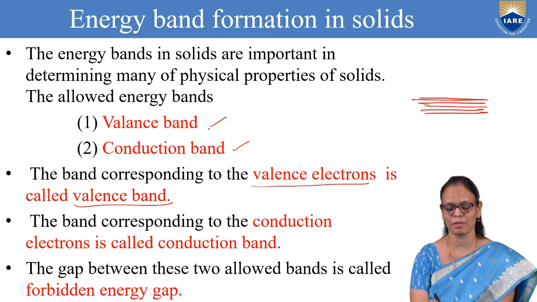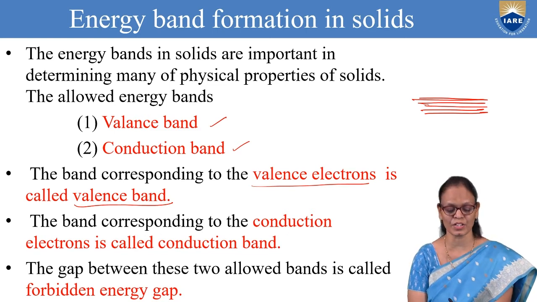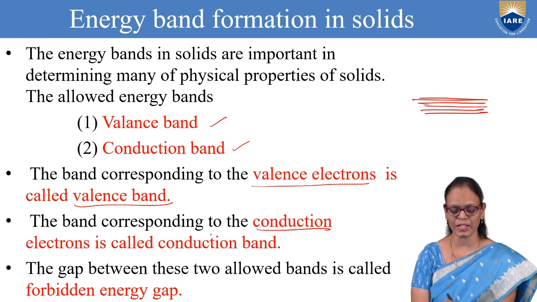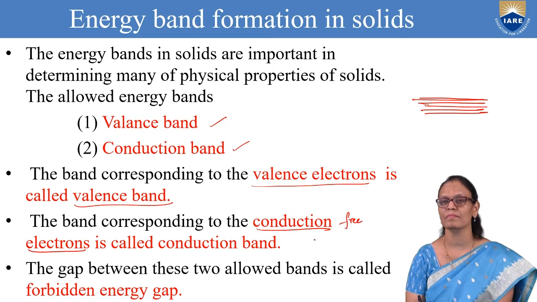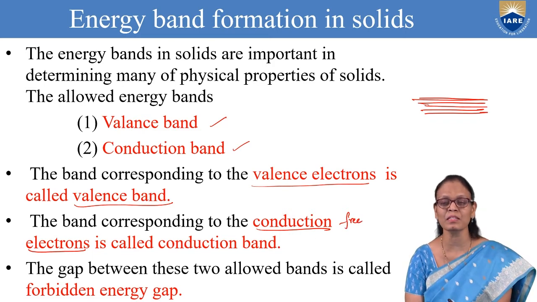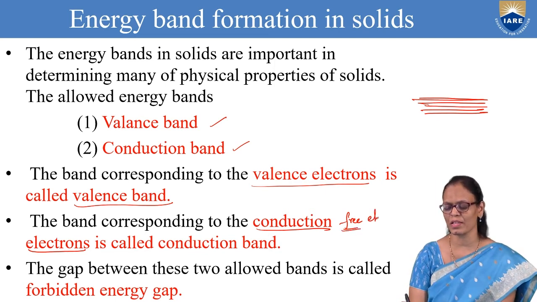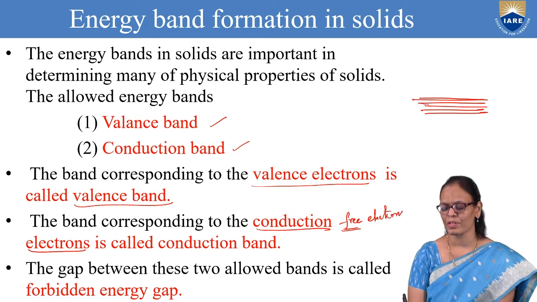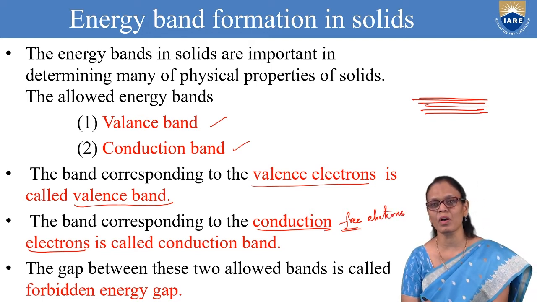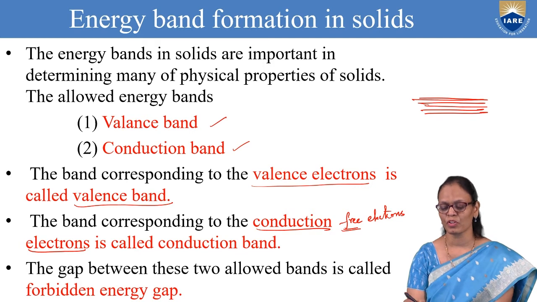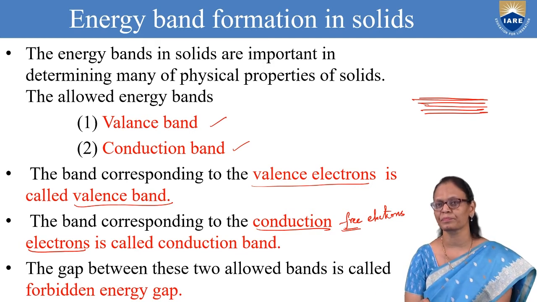Then we have a conduction band. What is conduction band? The band corresponding to the conduction electrons. What are conduction electrons? Conduction electrons are free electrons. When we say conduction electrons, it means those which help in conduction. Which electrons will help in conduction? Only free electrons help in conduction. So those electrons which can be made free from the outermost shell, we call them free electrons.